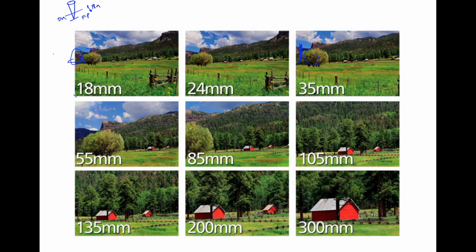Now when we go to 55, 85, 105, now this fence starts to come into view. You see that fence, and the house starts to get bigger and bigger and bigger. And then ultimately, as we go to 300 millimeter focal length, that house fills up a substantial part of the image, and we don't see any of the mountain, and we see very prominently those trees that are around the house.